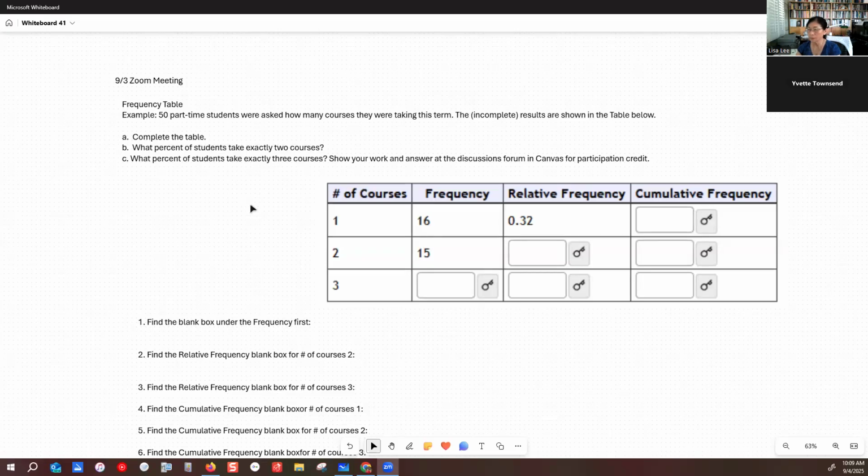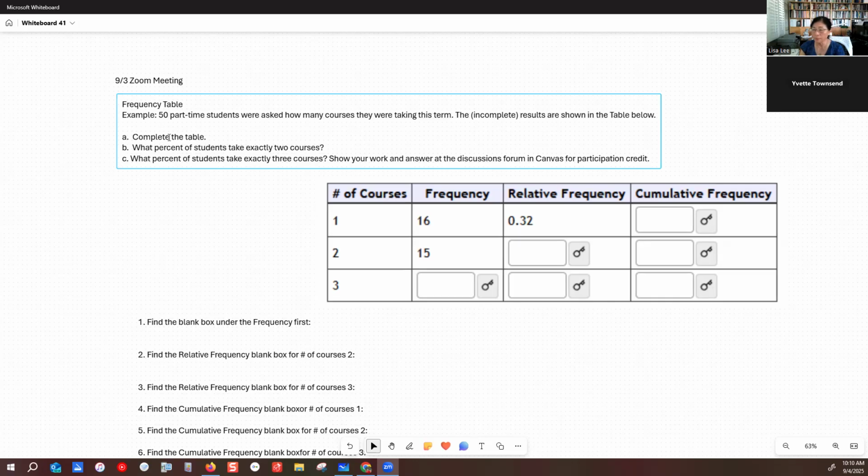So here is the question for our activity of the meeting. I would like to focus on frequency table. That was a common, frequently asked question in the past. And I will take this one as an example to go over with you. Okay.